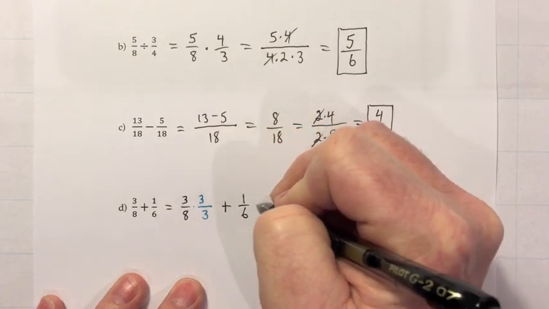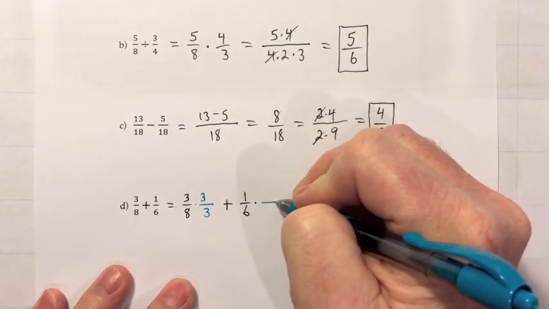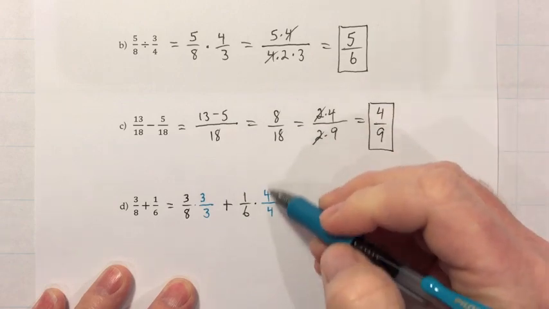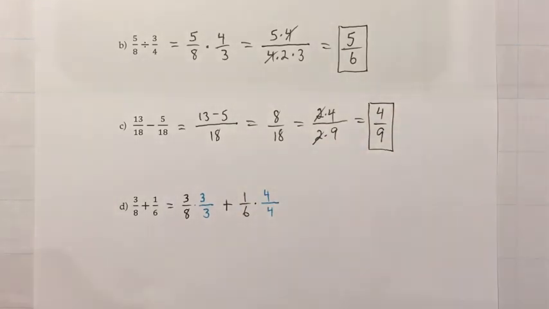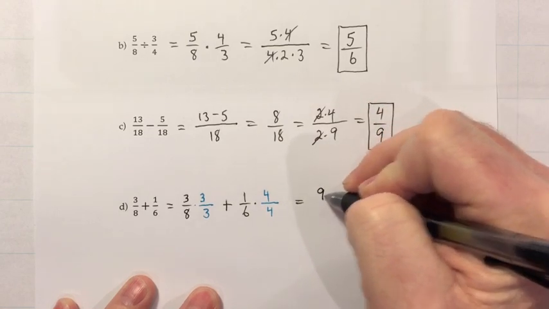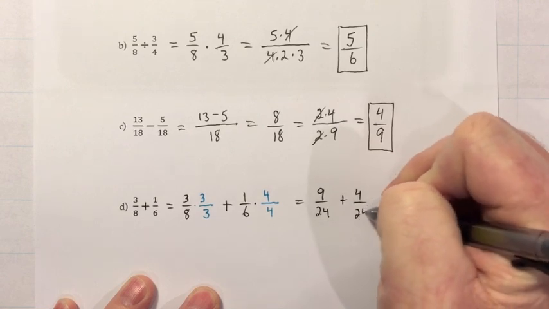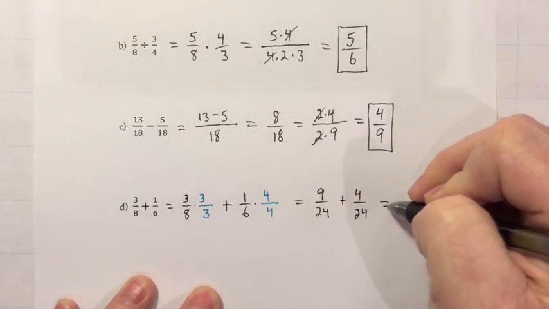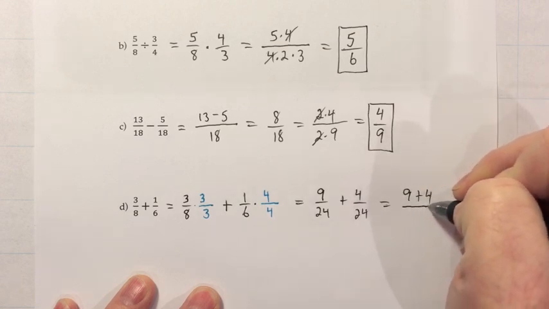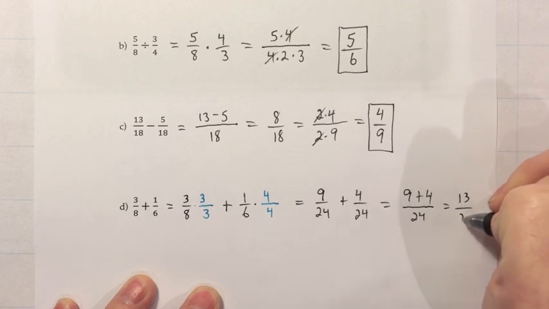And then you have plus the 1/6, but you want that to be 24ths also. So if I multiply the bottom by 4, that would make a 24. So I'll multiply the top by 4 also, so that I'm really multiplying by 1. And when I do that, now these become the same type because they have the same denominator, 9/24 plus 4/24. And now because they're the same type, I can add them by adding the counts. So the numerators, 9 plus 4 over 24, which is 13/24.